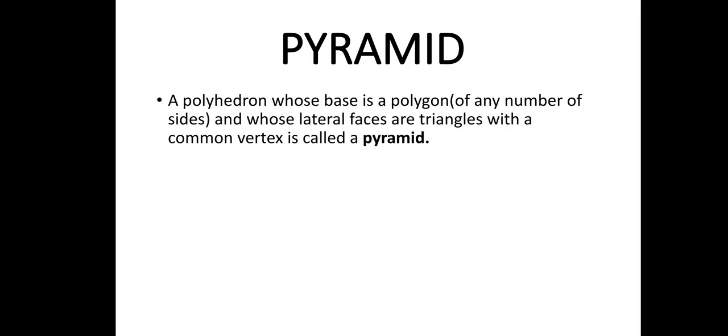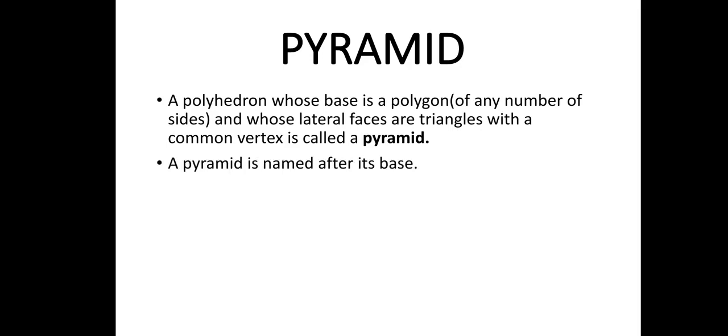A polyhedron whose base is a polygon of any number of sides and whose lateral faces are triangles with a common vertex is called a pyramid. In a prism, the lateral faces were parallelograms, and in a pyramid, the lateral faces should be triangles tied with a common vertex. Then it will be a pyramid.